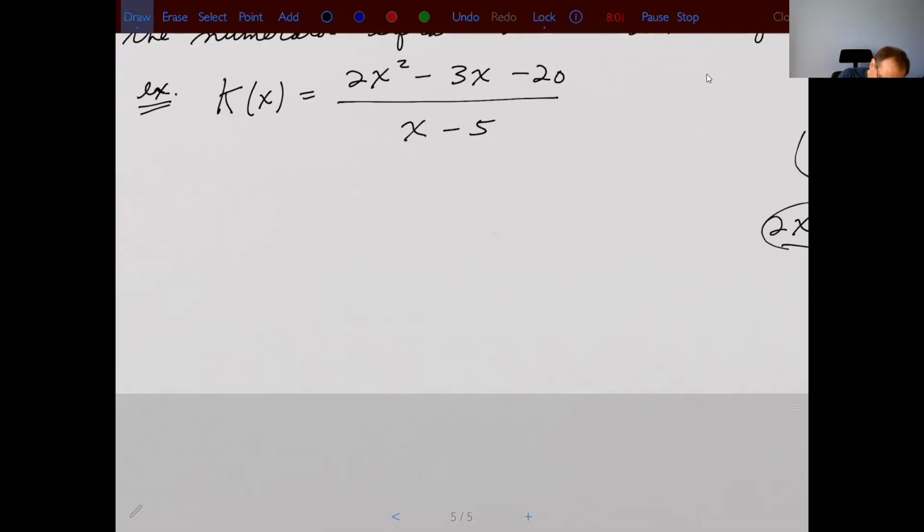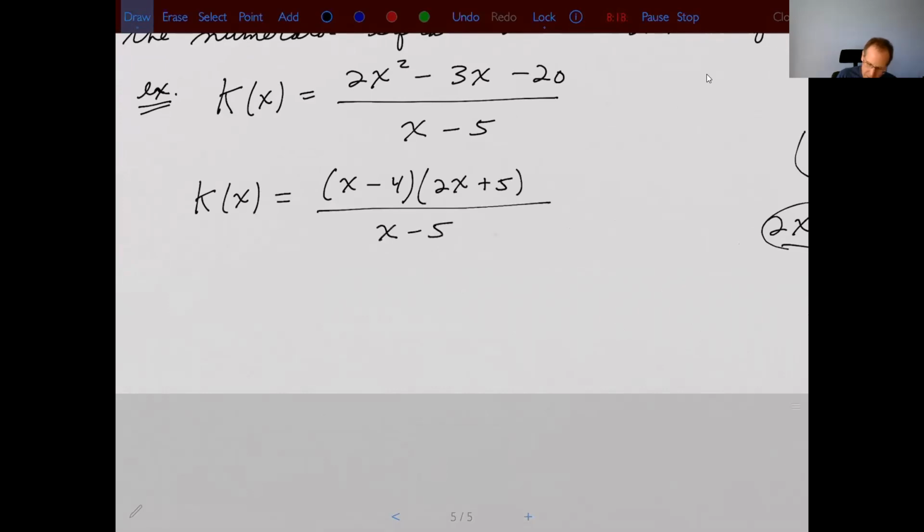That means k of x, I'll just write it in factored form now. It can be written as x minus 4 times 2x plus 5, all over x minus 5. Okay. Are there any factors that we can cancel? No, in this case no factors are the same, so I can't cancel anything. So I know that there's no holes.